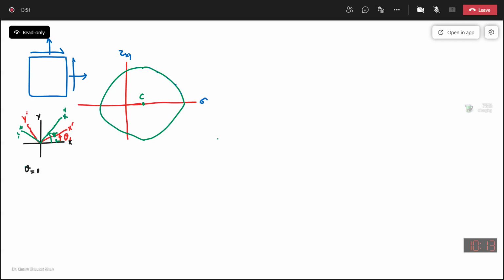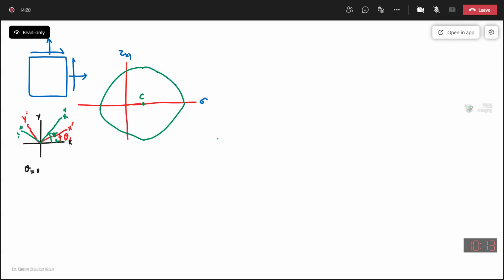So whatever plane stress state conditions are given to you, whatever is the value of sigma x, the same will be the value of sigma x dash. Whatever will be the value of sigma y, the same will be the value of sigma y dash. So guys, please write a few lines.